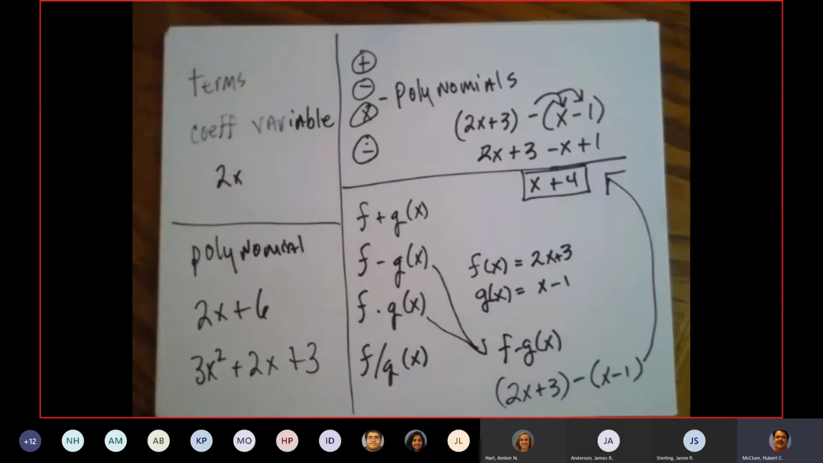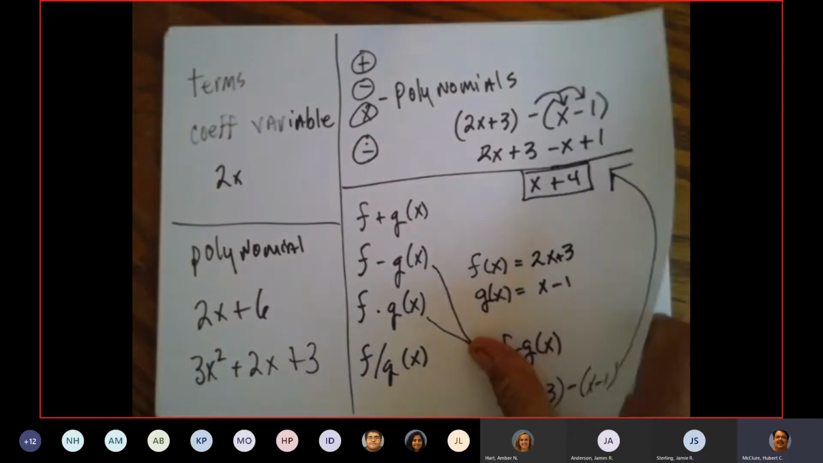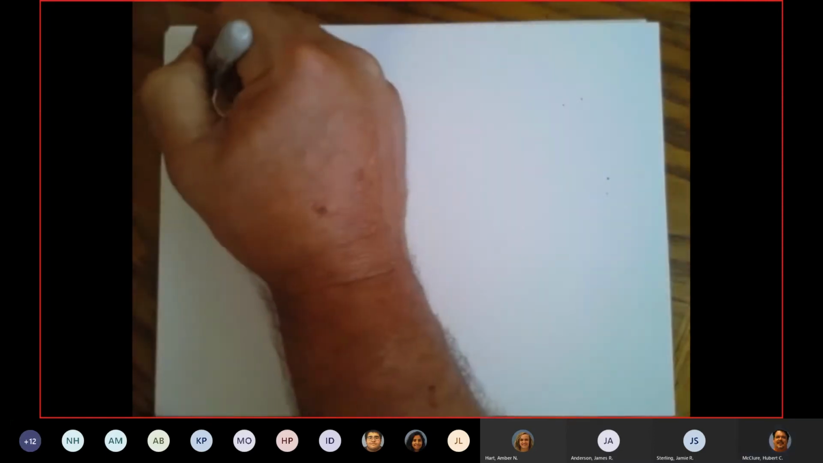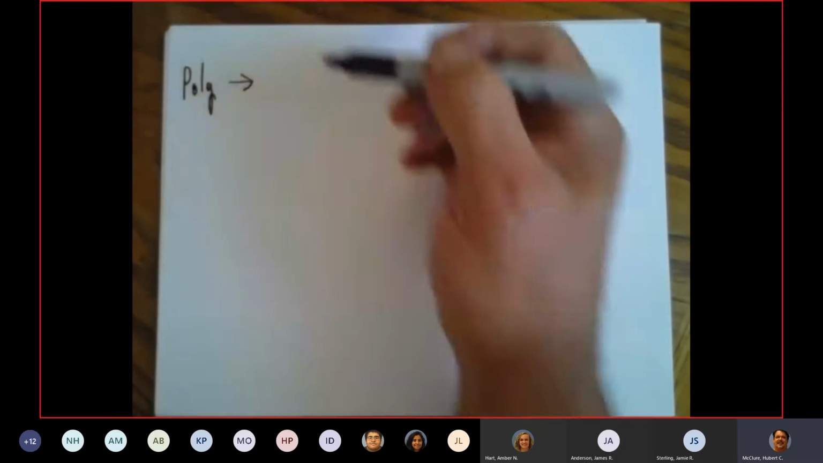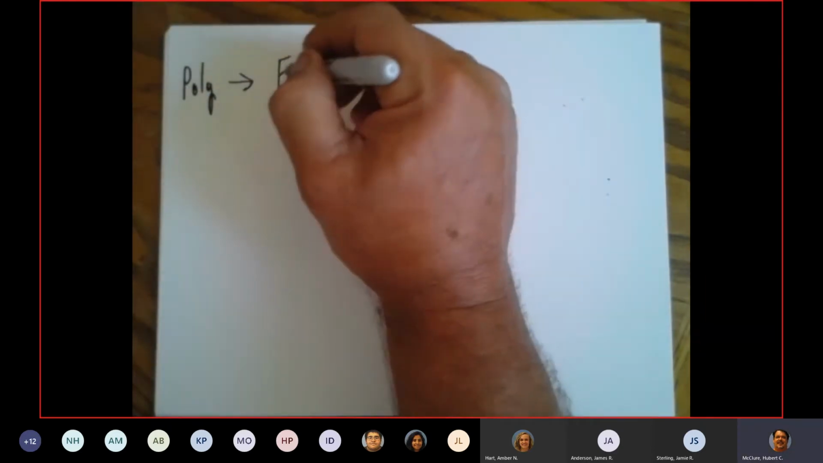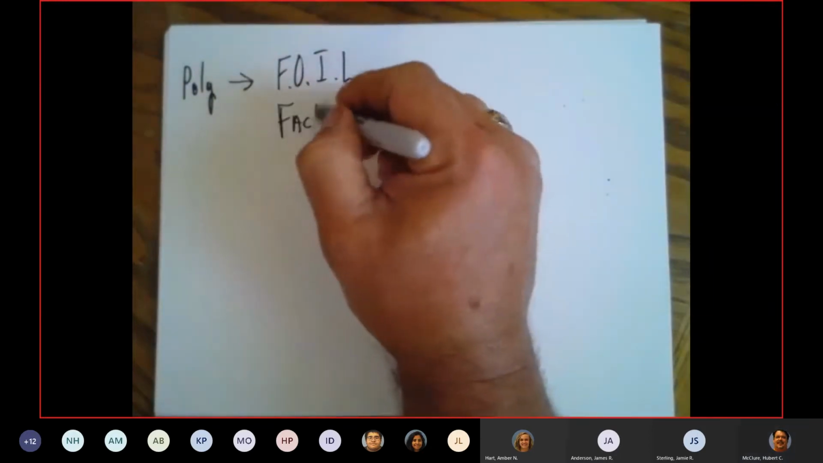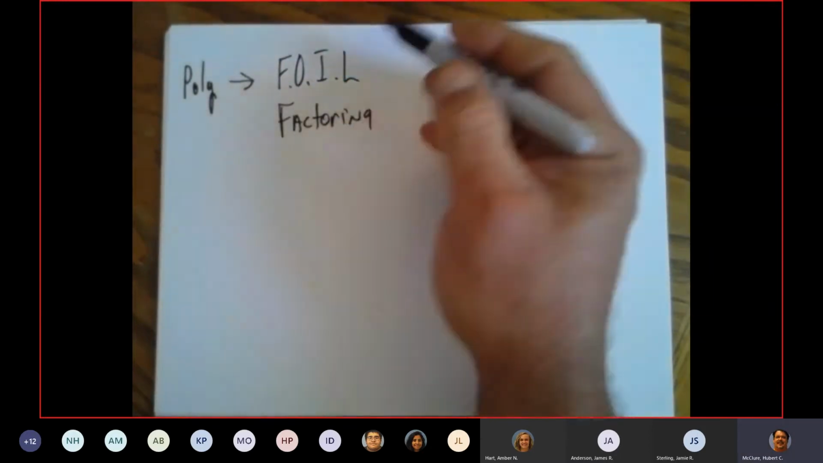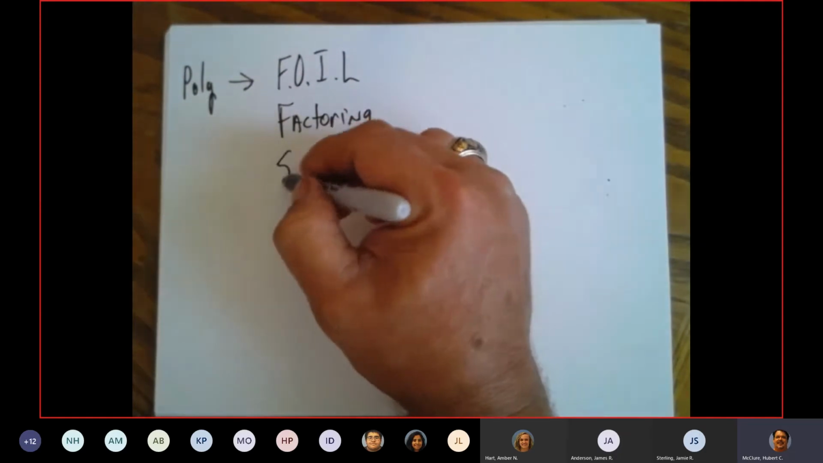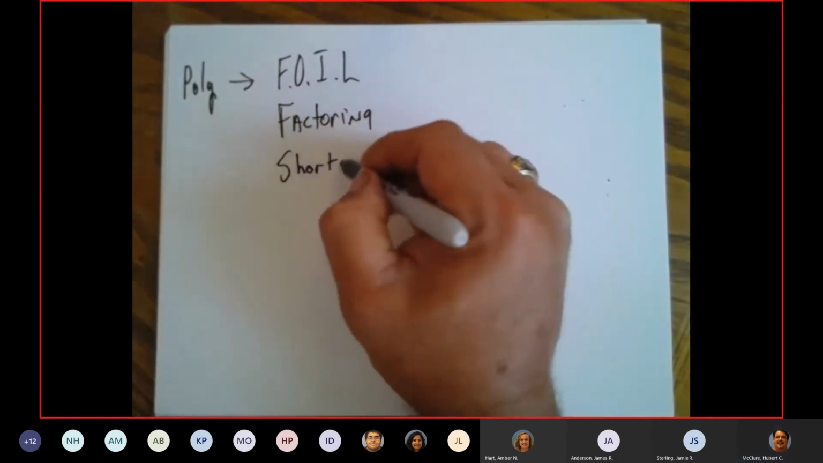I've got an hour and a half, and what I'm trying to do is get as much as I can in an hour and a half. So I'm just going to try to bounce and do as much as I can in an hour and a half. With polynomials, we left out the FOIL method. We left out factoring, and we left out the shortcuts.